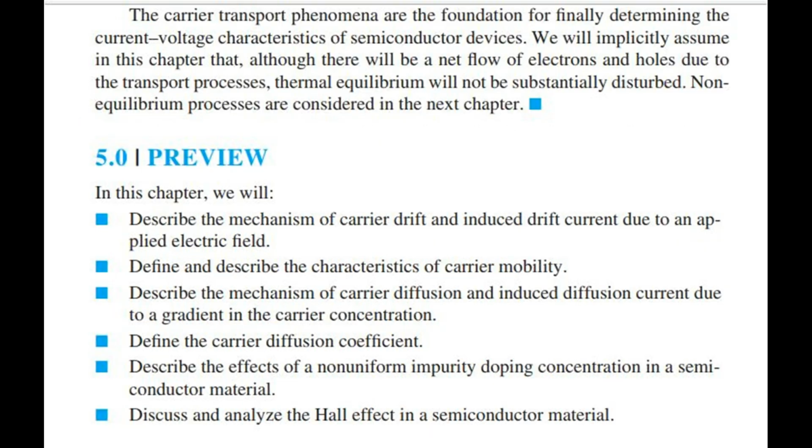Preview. In this chapter, we will describe the mechanism of carrier drift and induced drift current due to an applied electric field. Define and describe the characteristics of carrier mobility. Describe the mechanism of carrier diffusion and induced diffusion current due to a gradient in the carrier concentration. Define the carrier diffusion coefficient. Describe the effects of a non-uniform impurity doping concentration in a semiconductor material. Discuss and analyze the Hall effect in a semiconductor material.